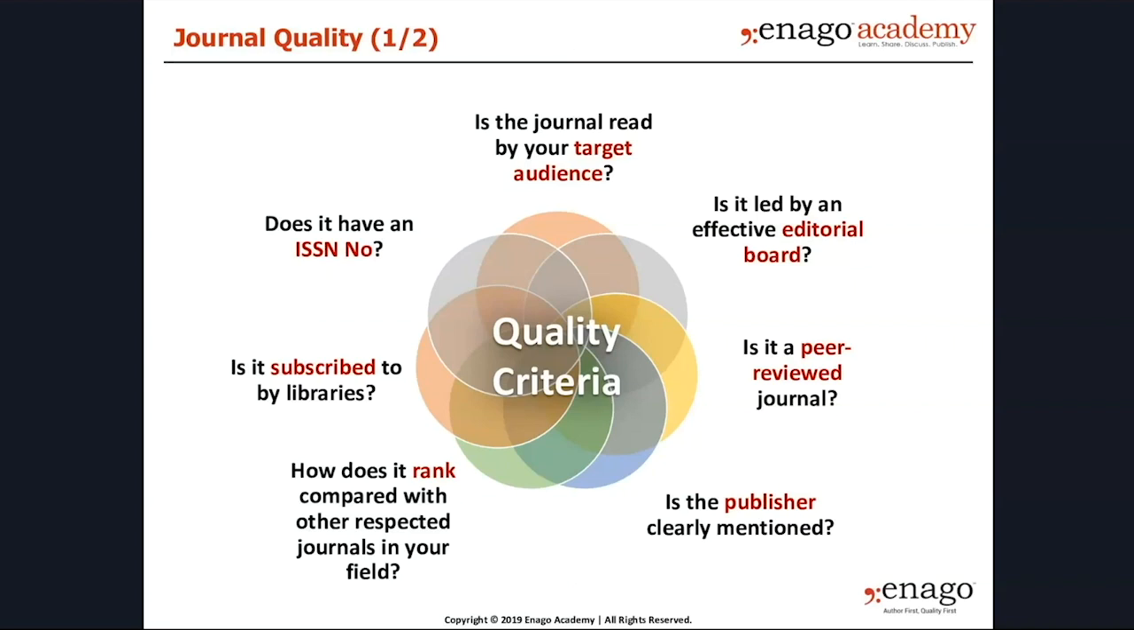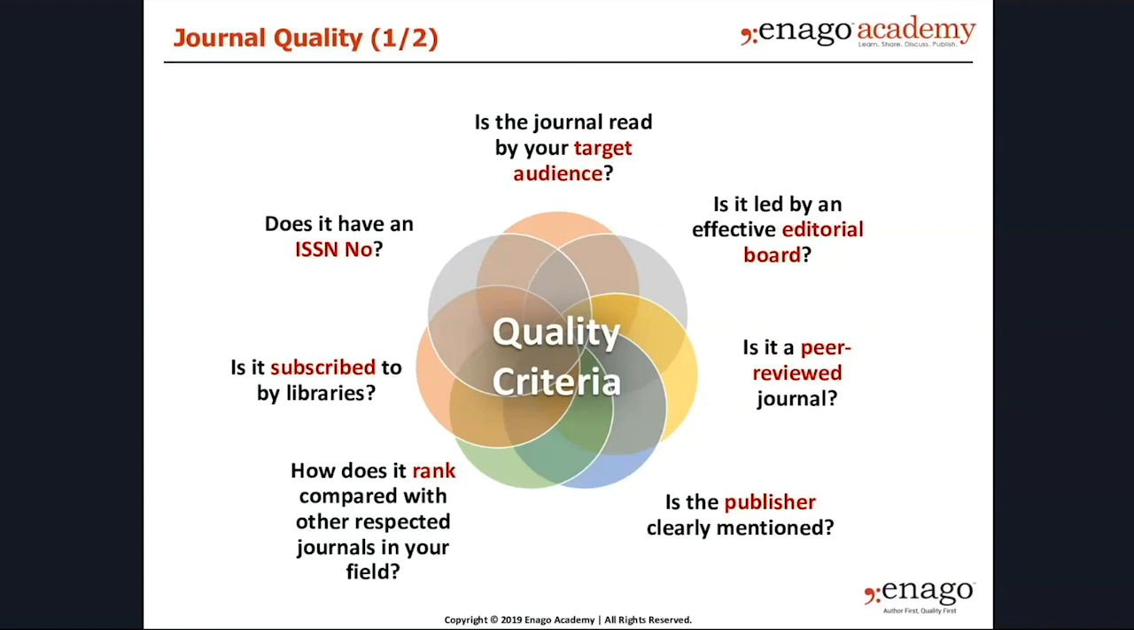So is the publisher clearly mentioned? Is there an address? So this is one of the telltale signs of predatory journals that I'll speak about in a bit more detail later. How does the journal rank compared with other respected journals in your field? We'll speak about metrics a bit later as well, and that might be an important thing for you to consider. It might have some bearing. But in terms of adding information to your spreadsheet of choosing journals, any information is useful to add.